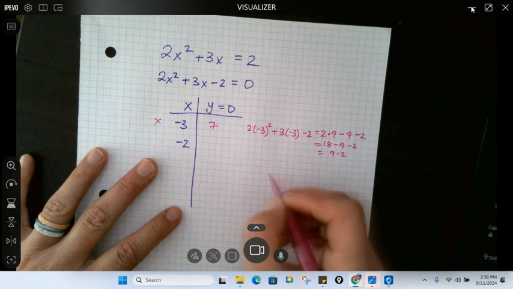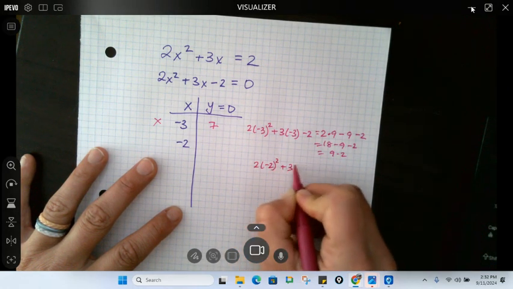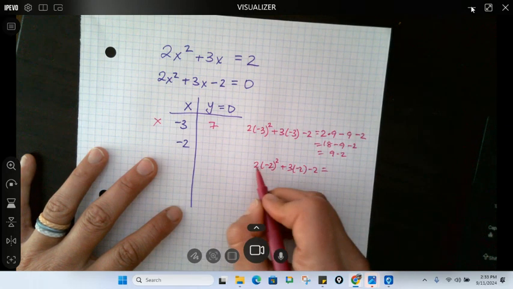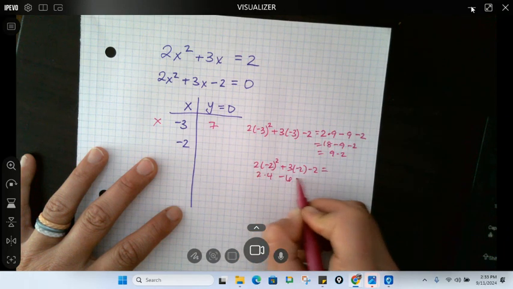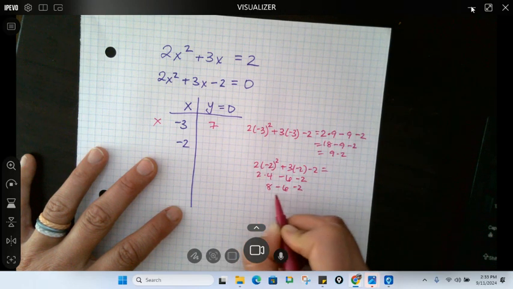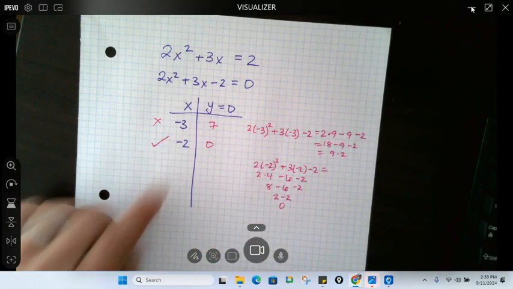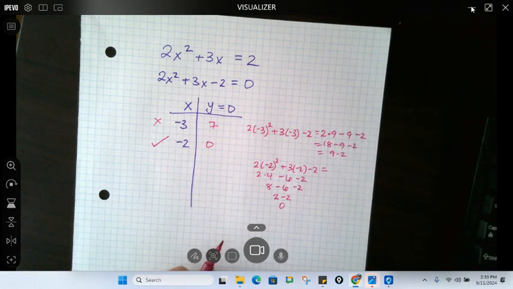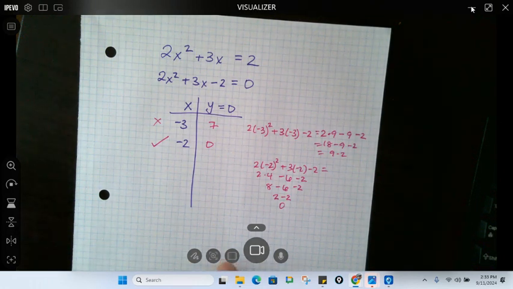If I chose -2, I would have 2 times this -2 squared plus 3 times the -2 minus 2. So following order of operations, this is 2 times 4, and this is multiplying to get a -6, minus 2. So I have 8 minus 6 minus 2. 8 minus 6 is 2, minus 2 is 0. Okay, we got a 0. So this is a solution. I figured out what value of x gets me that desired output that I'm looking for, which is 0. So I have one solution, but as we know, quadratic solutions could have two.